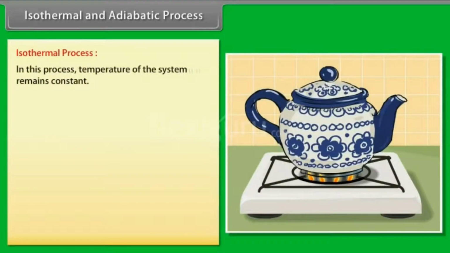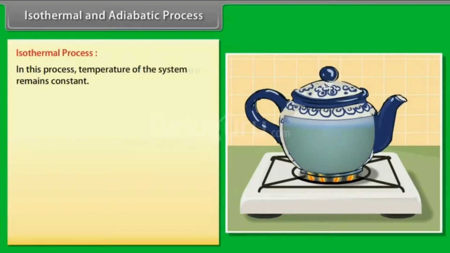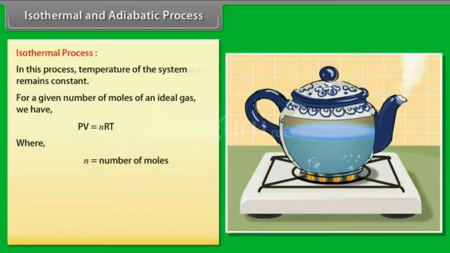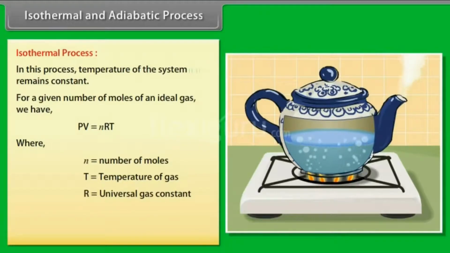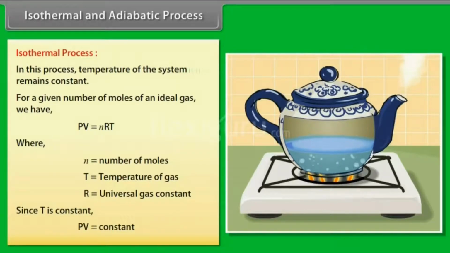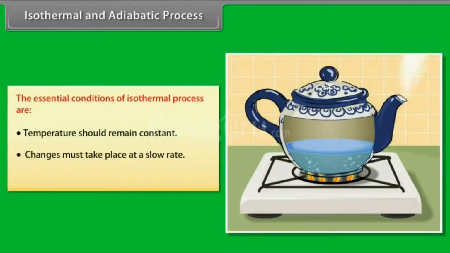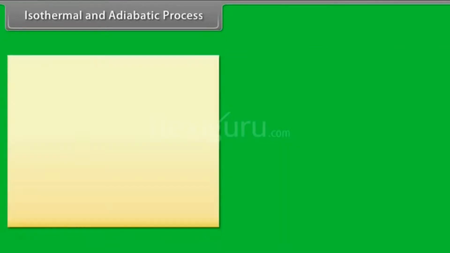Isothermal and adiabatic process. Isothermal process: in this process, the temperature of the system remains constant. For a given number of moles of an ideal gas, we have PV equals nRT, where n is the number of moles, T is the temperature of the gas, and R is the universal gas constant. Since T is constant, PV is also constant. The essential conditions of an isothermal process are: temperature should remain constant, changes must take place at a slow rate, and the specific heat of the gas is infinite.